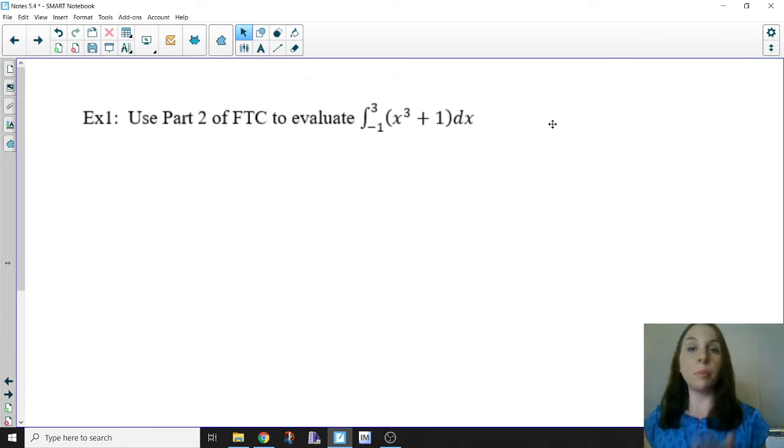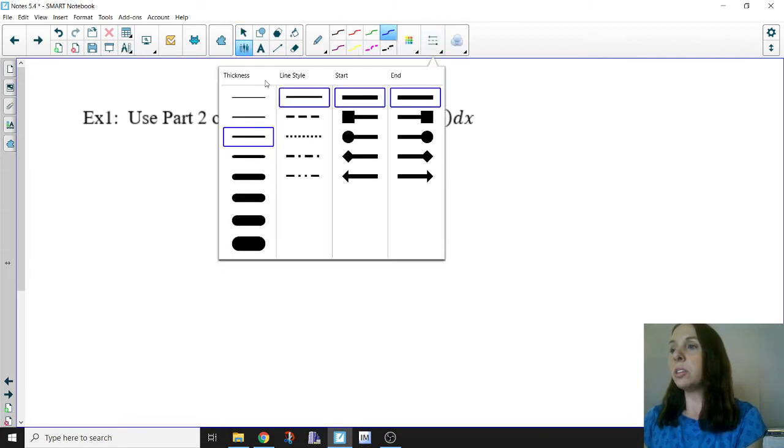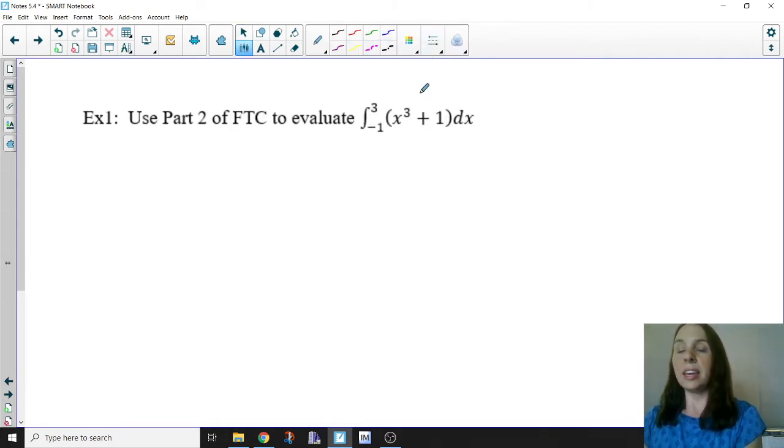Like example 1. Take a look at example 1. Use part 2 of FTC, the fundamental theorem of calculus, to evaluate the integral from -1 to 3 of x cubed plus 1 dx. We already know how to do this stuff, right? We get the antiderivative of the integrand. The antiderivative here is 1/4 x to the 4th plus x.